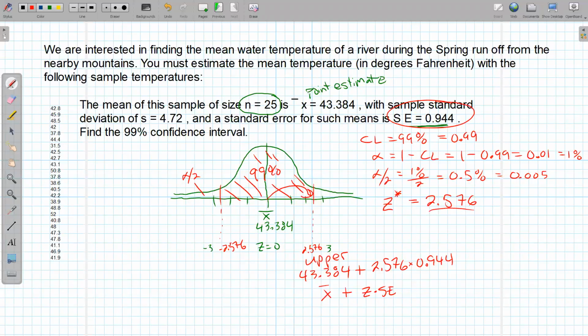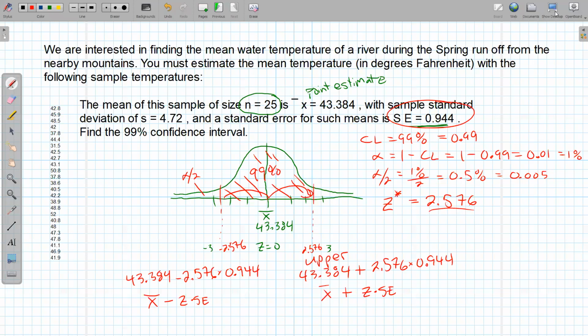Similar on the other side. On the other side is that mean, but go left. So subtract that special z-score times the standard error. So that would be 43.384 minus 2.576 times that spread for the sampling distribution, 0.944. So let me go to a calculator and do it.